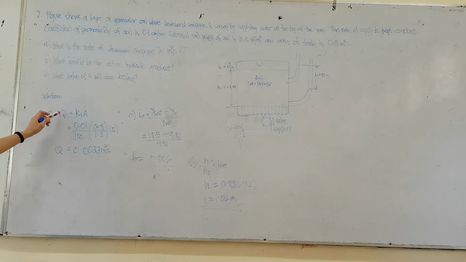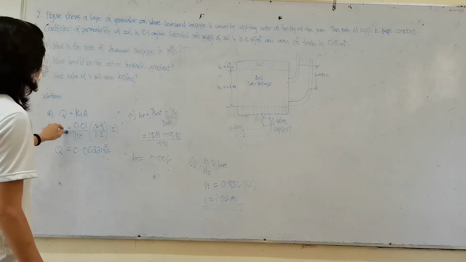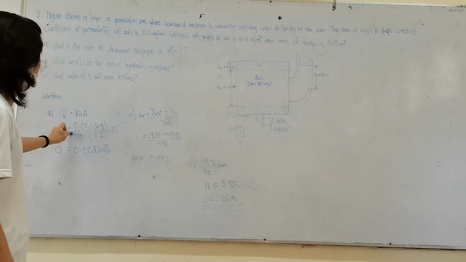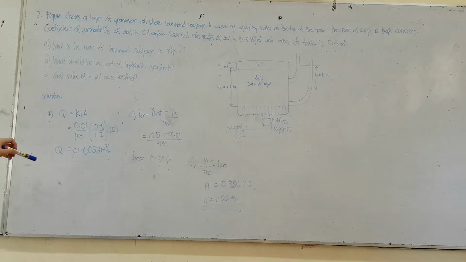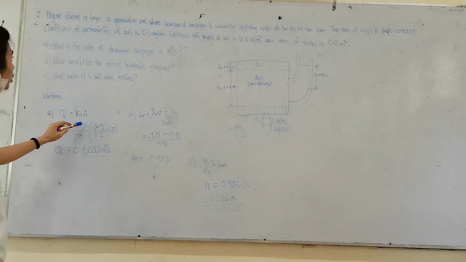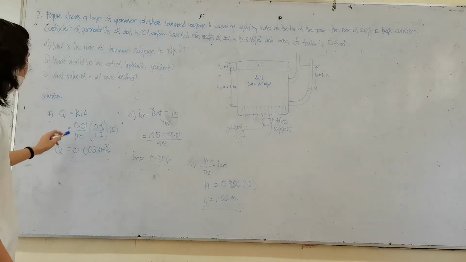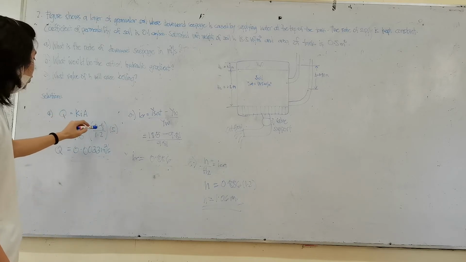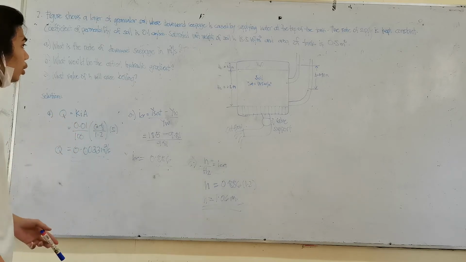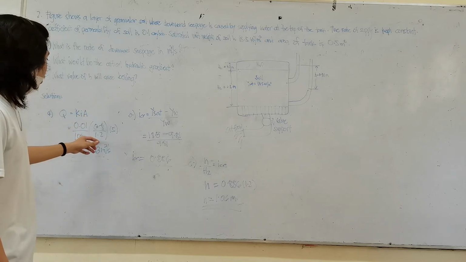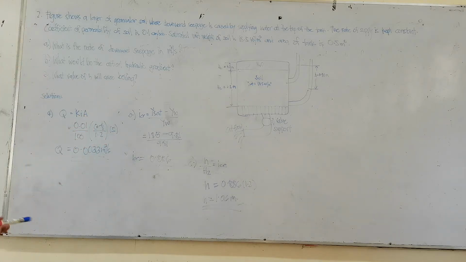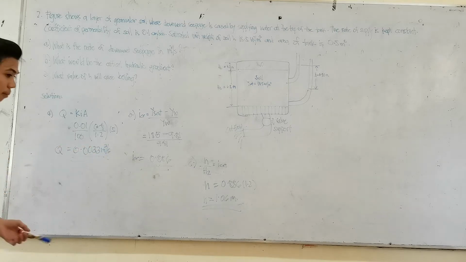So for A, we have a formula of Q equal to kiA. k is already given and we need to convert it into meters, so 0.1 divided by 100, and i is equal to 0.8 over 1.2, which is H over H2, and 0.5 is A. So we get an answer of Q equal to 0.0033 meter cube per second.